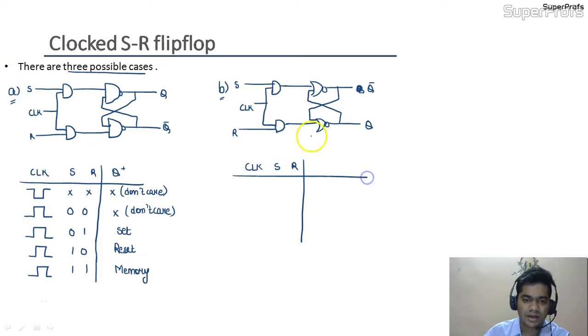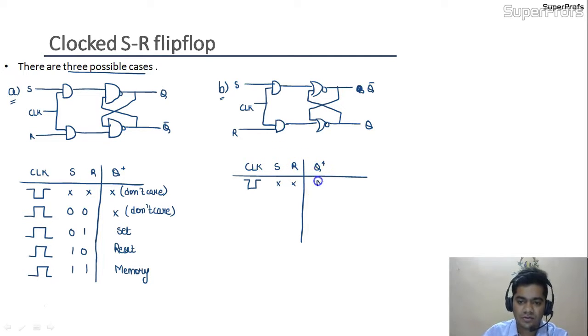Now we are writing its truth table also. Suppose the clock is at logic 0, or active low input, the output would be 0 0. Therefore, whatever is present at inputs S and R, the output would always remain in memory.